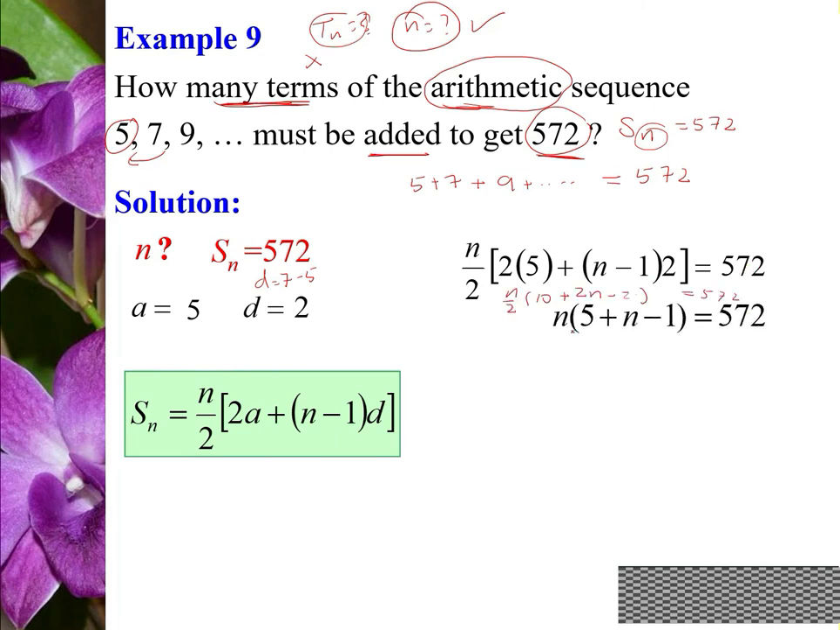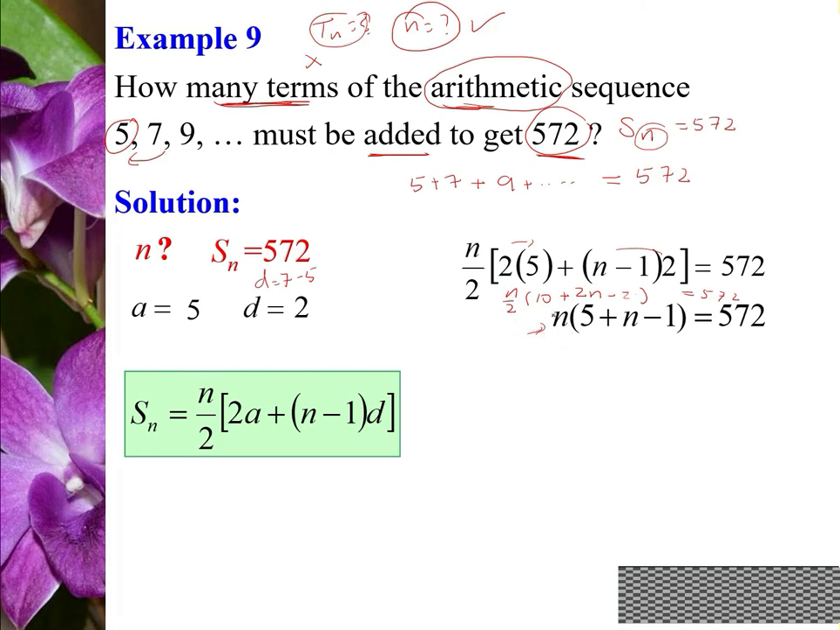So how you arrive to this step is, after you have expanded this expression and multiplied this 2, you get 10 plus 2n minus 2, divided by 2. So remember, you can factorize 2 out of all of this, and then you can cancel off with the 2 at the denominator. That's why you're left with this equation.